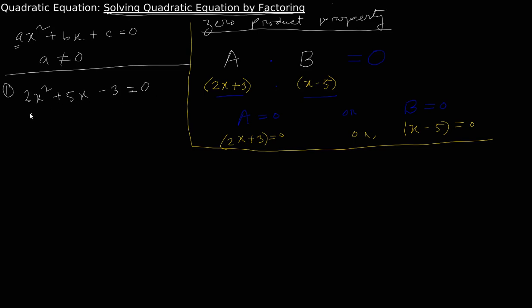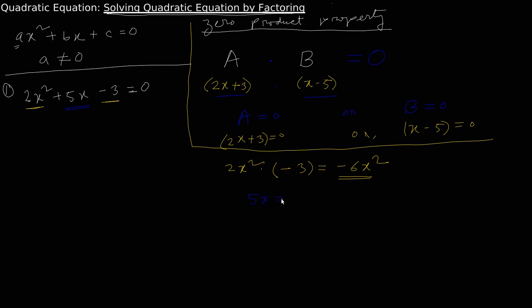First of all, you take the first term and the last term. Let's multiply the first term 2x square by the last term, negative 3, and I get negative 6x square. So this is the product of my first term and last term. Now let us look at the middle term, 5x.